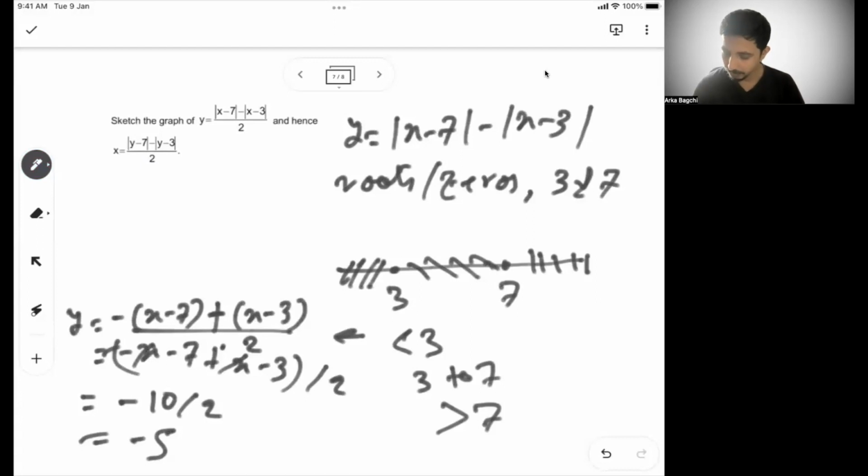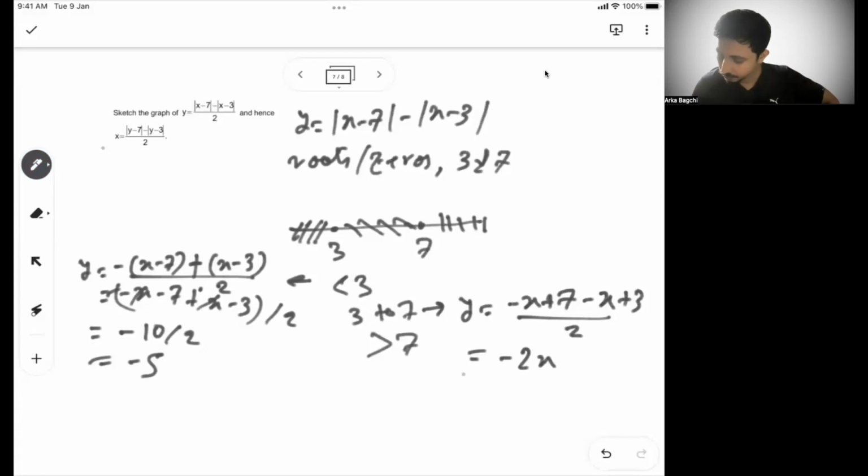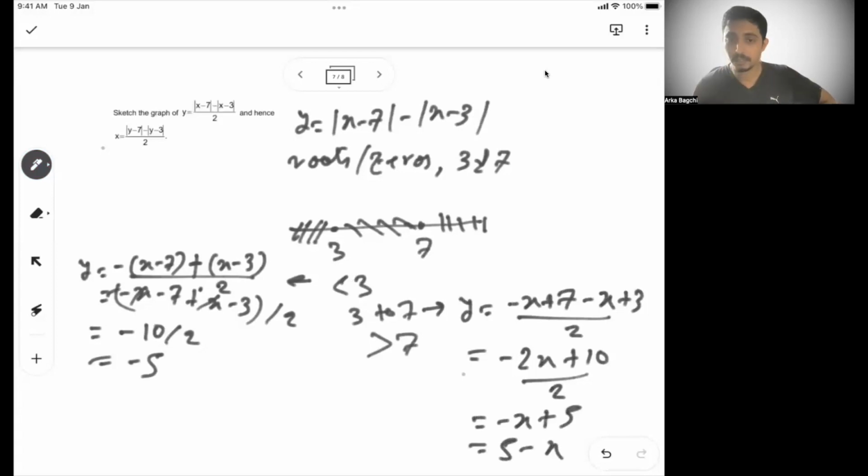Between 3 to 7, x minus 3 will be positive and x minus 7 will be negative. So y equals minus x plus 7 minus x plus 3, by 2. Or we'll say minus 2x plus 10 by 2, or minus x plus 5, or 5 minus x. So y equal to 5 minus x between 3 to 7.